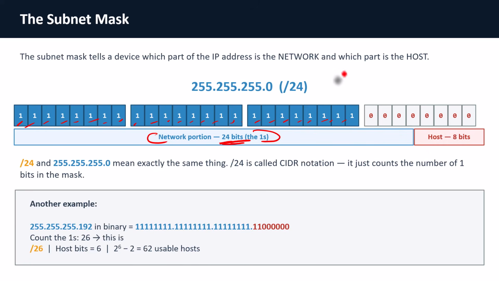You should remember, host bits, we are looking at zeros. Network bits, we are using ones. That should always be at the back of your fingertips. So when you see the /24 sometimes, or when you just see this written like this, these almost all mean the same thing. The 24 is called the CIDR notation, and it just counts the number of network bits in our mask. We have given you an example here.